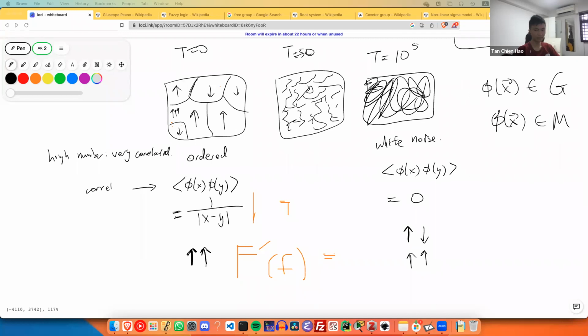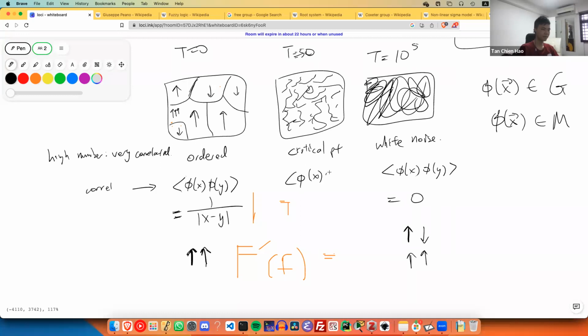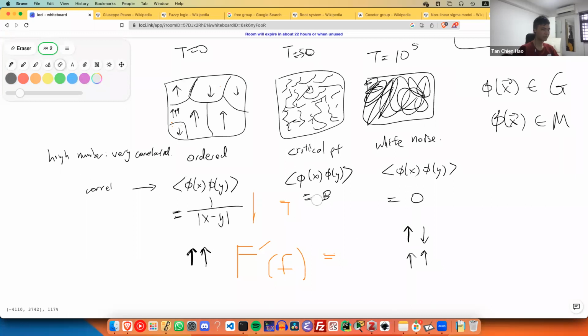Yeah, so that's roughly it. But the interesting thing is that at a critical point, the correlation length is actually infinity. So that means, wait, sorry, the correlation becomes independent of the distance.